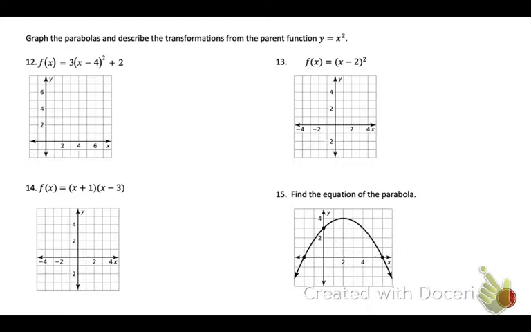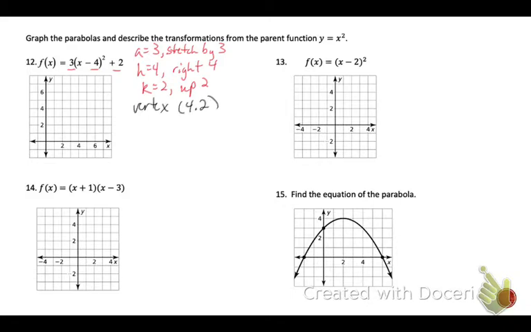So on number 12, we have a is 3, and so that means we have a stretch by 3. That's our first transformation. H is 4, and so we're shifting to the right 4. And k is 2, so we have a shift up 2. And so you know from vertex form that your vertex is (h, k), so let's write that. That is the numbers 4, 2.